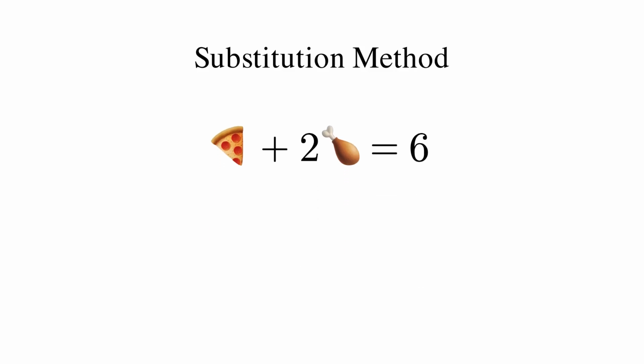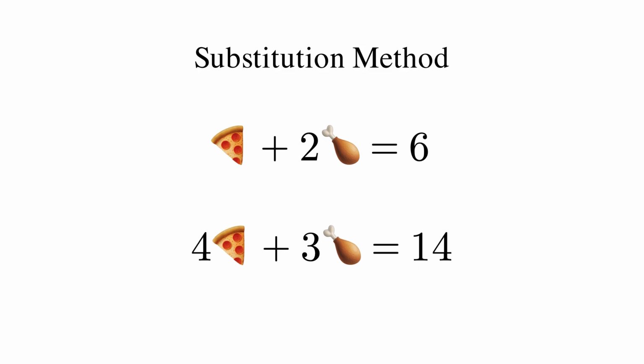But what about the substitution method? For this method, we're going to want a different question, and you'll see why in a bit. The price of 1 pizza slice and 2 chicken drumsticks cost $6, while the price of 4 pizza slices and 3 chicken drumsticks cost $14.